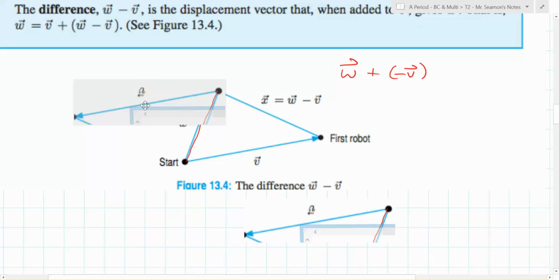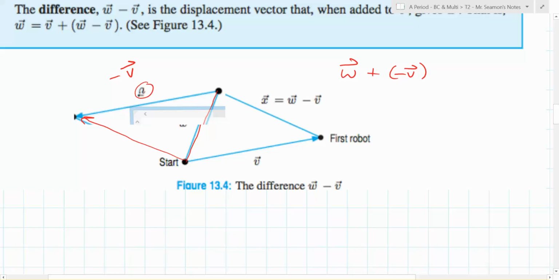I put it right at the end, right there. So what is this? That's a nice way to think. What is this actually? It's the opposite of V. So what's the resultant sum? It goes from here to here.